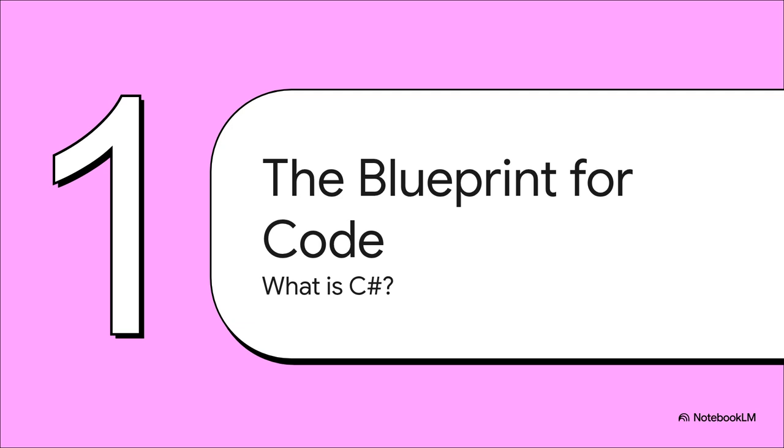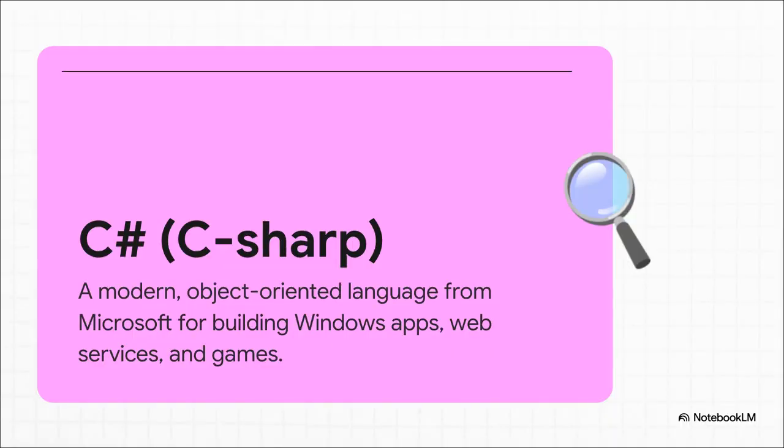What exactly is C Sharp? Okay, so C Sharp, and you say it's C Sharp, is this modern, super versatile language that came from Microsoft. It's the engine running behind a huge amount of software, especially anything built on their .NET framework. You can think of it as this trusted, really powerful toolkit that developers use to build solid Windows apps, dynamic websites, and yeah, even those incredible video games, especially with the Unity engine.